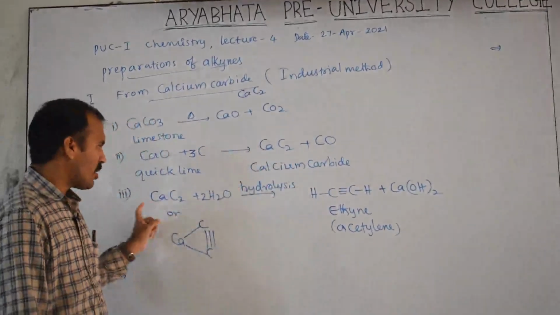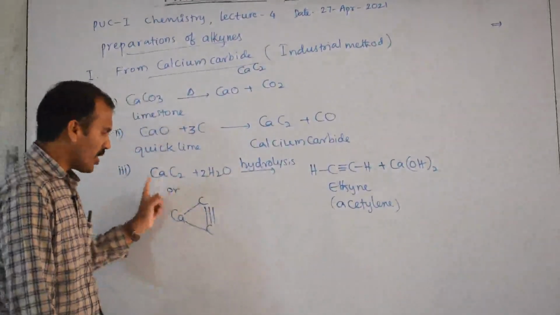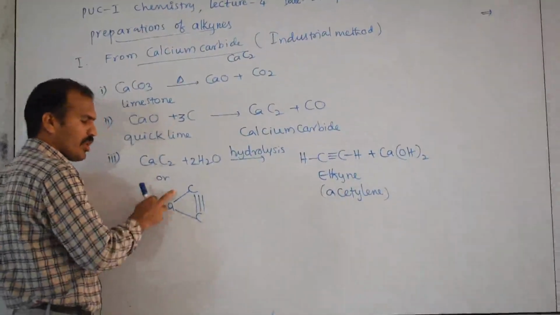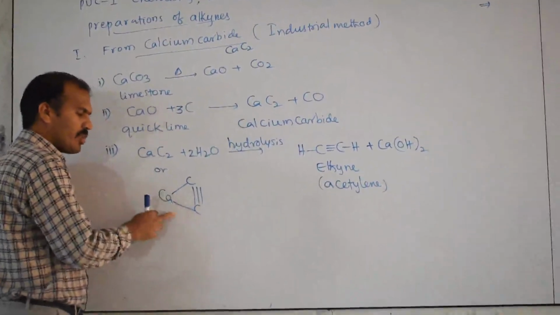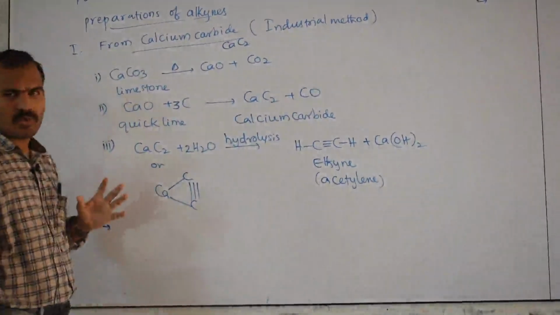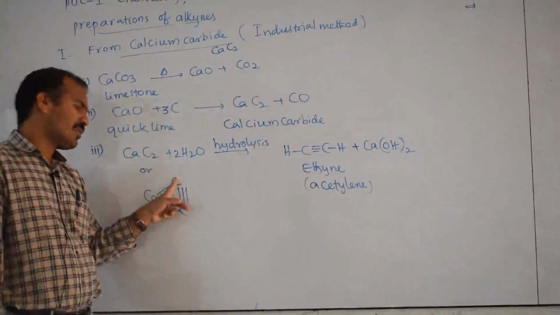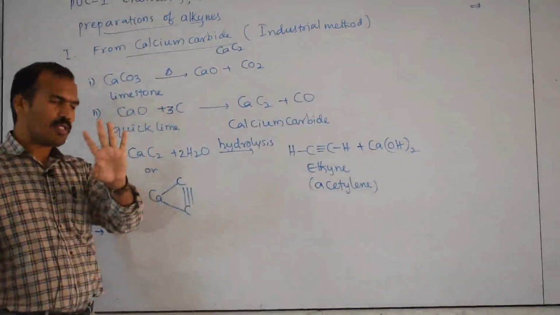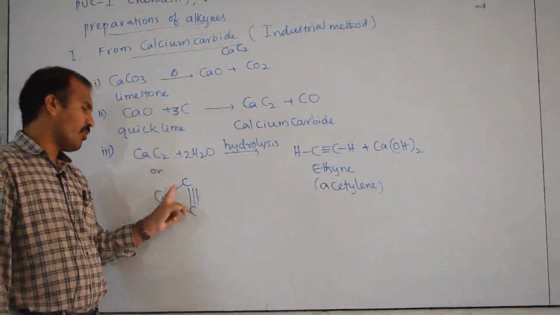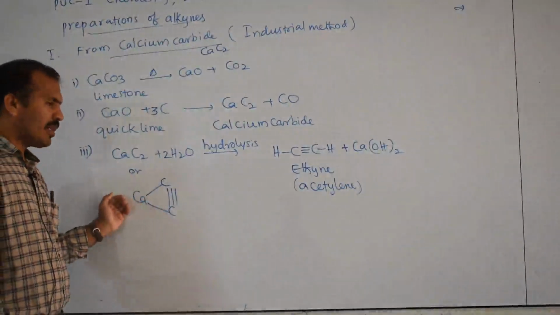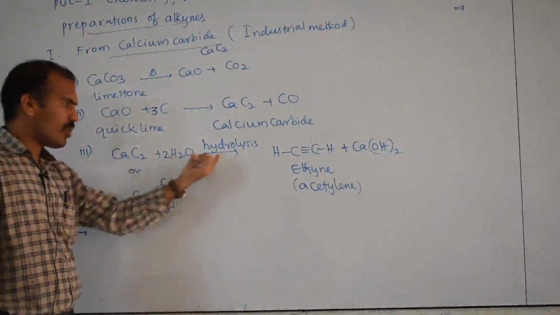This calcium carbide, on hydrolysis. In the calcium carbide formula, we know that calcium valency is 2, and carbon 1, 1. So 1 plus 1 is 2. Calcium always shows the plus 2 oxidation state, which means 2 bonds. And this carbon has valency 4: 1, 2, 3, 4, 1, 2, 3, 4. This is the carbon valency, and the calcium valency is satisfied.